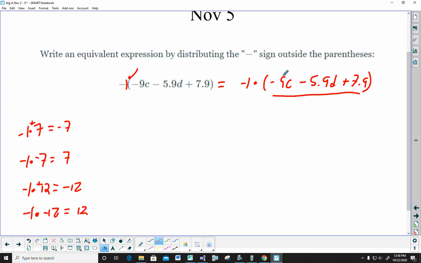Negative 1 times a negative 9c becomes a positive 9c. A negative 1 times a negative 5.9d becomes a positive 5.9d. And negative 1 times a positive 7.9 makes a negative 7.9. I'm hesitant to call it a shortcut, because I need you to understand what happened. Multiplying by negative 1 means change the sign of everybody inside, because you're multiplying them by negative 1. And when you multiply by negative 1, the signs change. Okay?